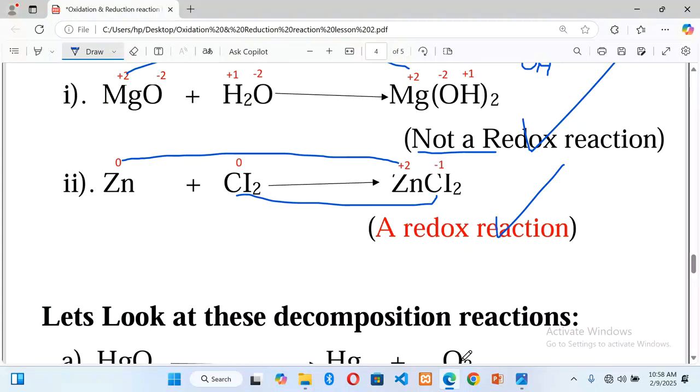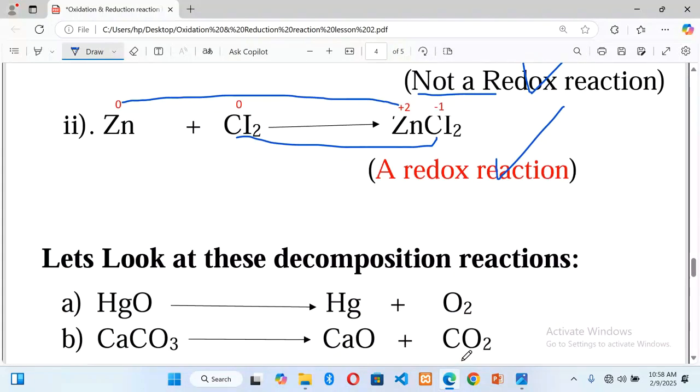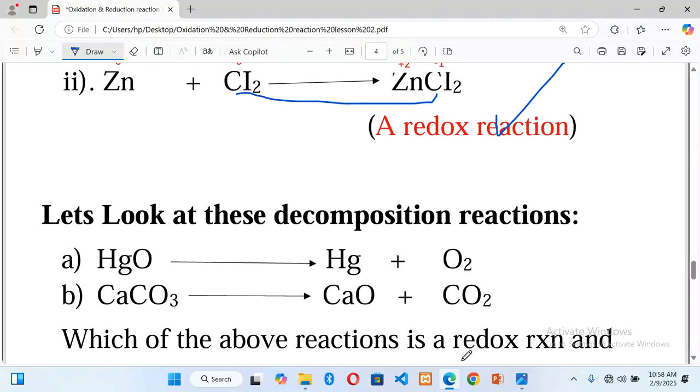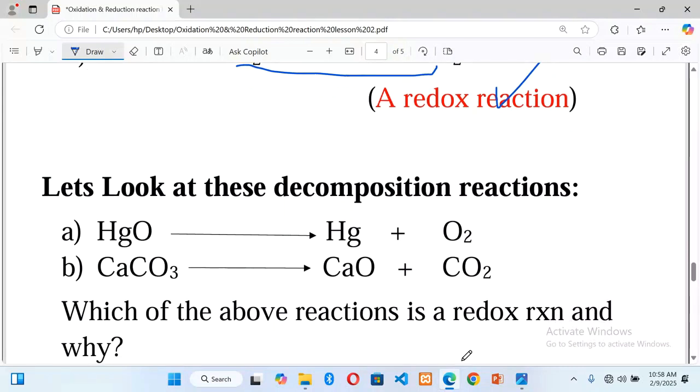Let's look at some of the decomposition reactions. You have a substance decomposing to form other substances. So we have this. Please, you can try. Which of the above reactions is a redox reaction and why? So we have mercury oxide decomposing to form mercury and oxygen, and calcium carbonate decomposing to form calcium oxide and carbon dioxide gas. Which of the above reactions is a redox reaction and why?